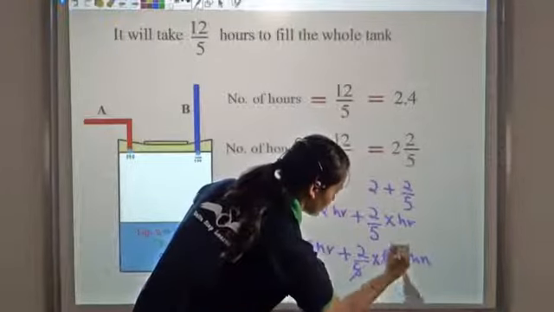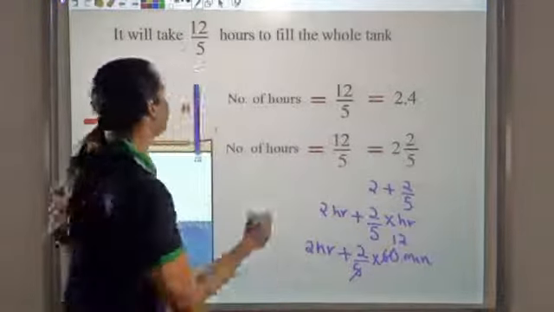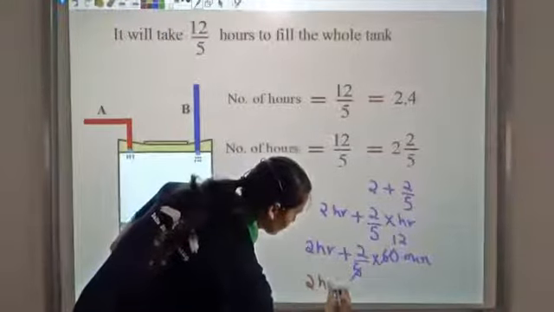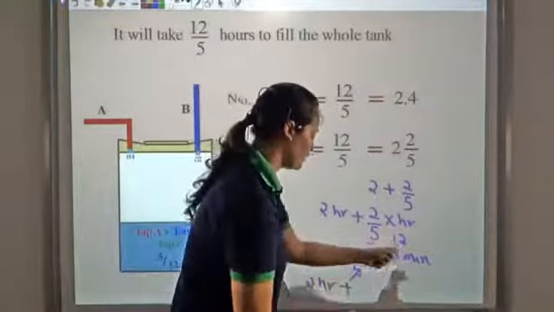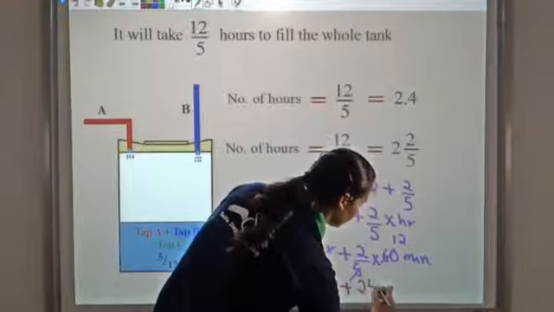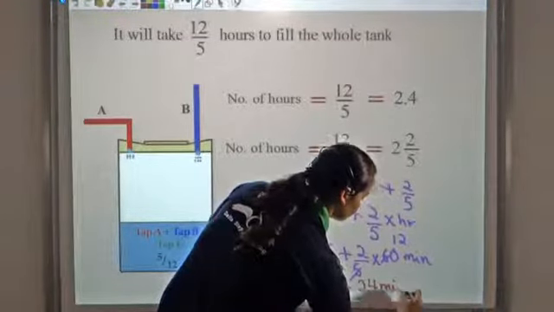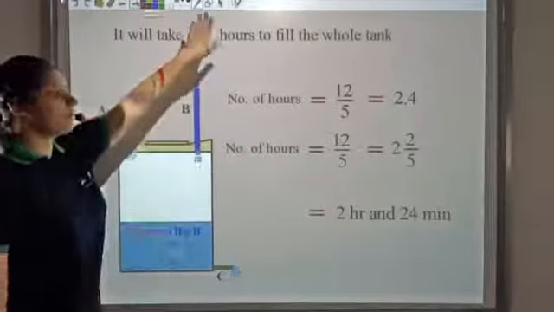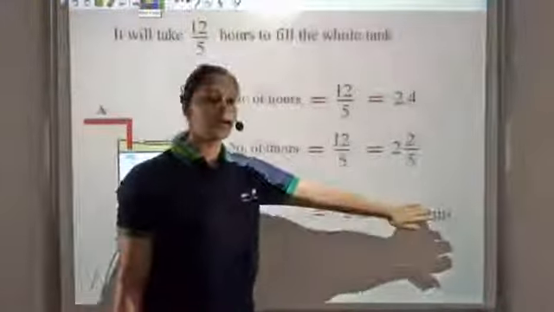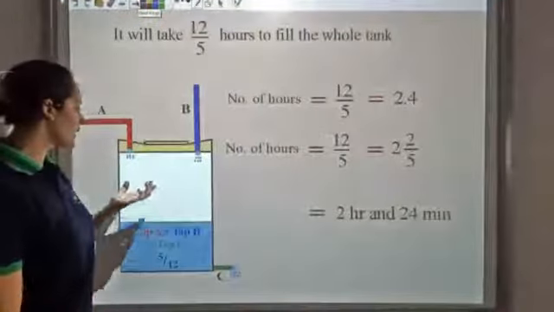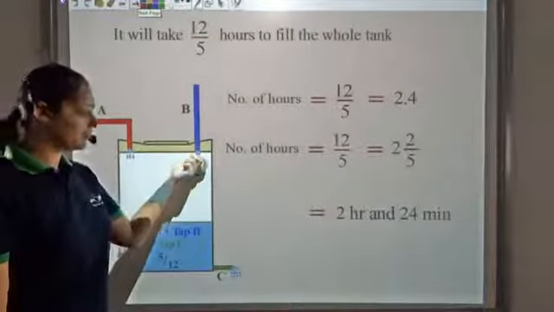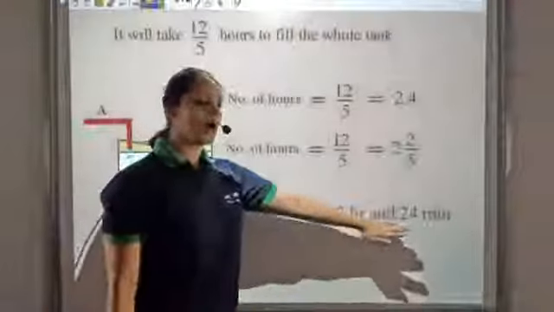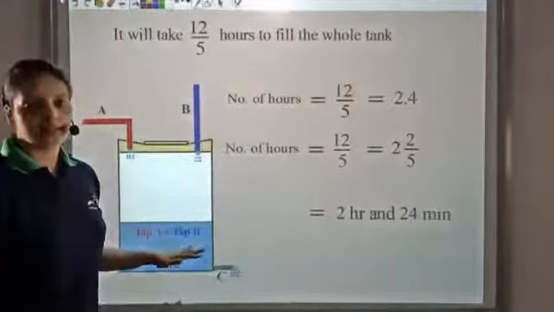So 5 12s are 60. So what I get from here is 2 hours plus 12 into 2, 24, which is 24 minutes. So 12 by 5 is the same as 2 hours and 24 minutes. So if taps A, B and C are open together, it takes 2 hours and 24 minutes to fill this tank.